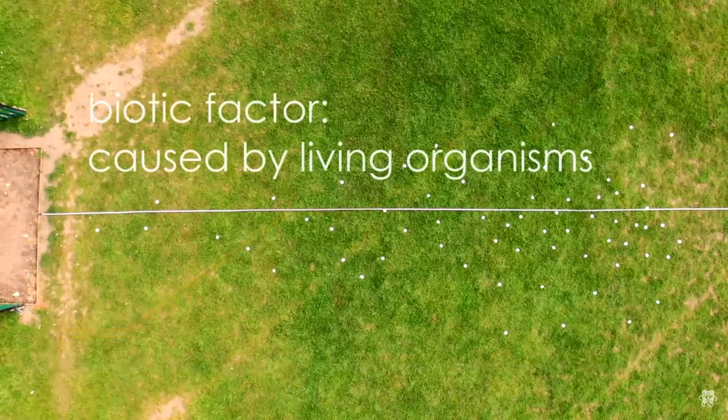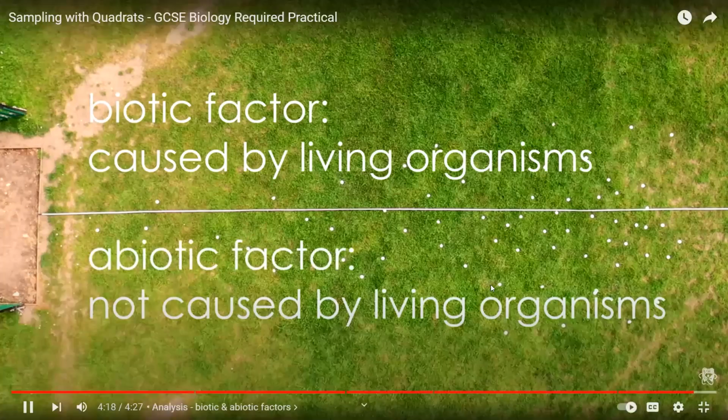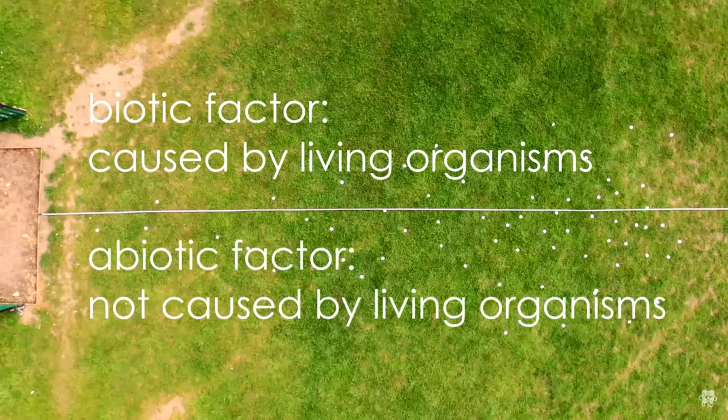This is what we call a biotic factor, as it is due to living organisms. Abiotic factors are those that are not due to living things. For example, light intensity or pH of the soil.